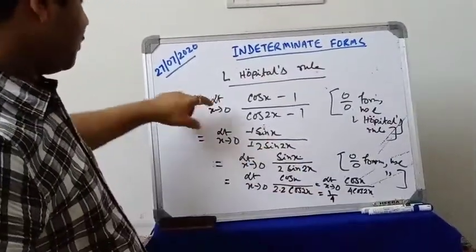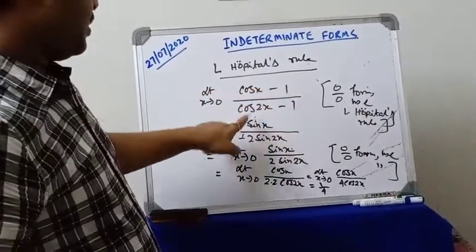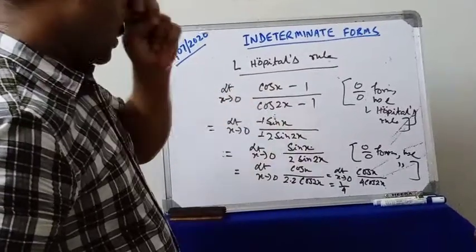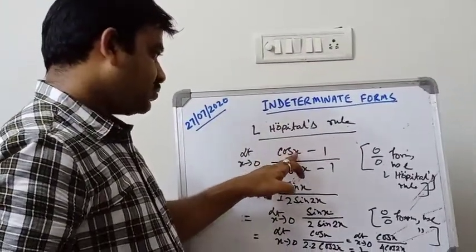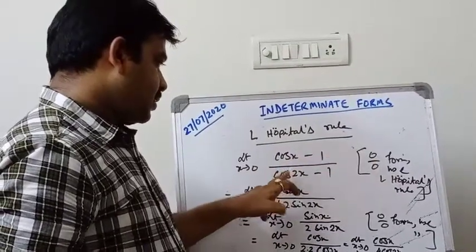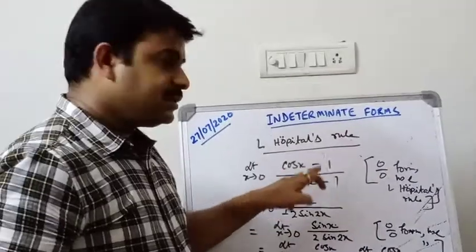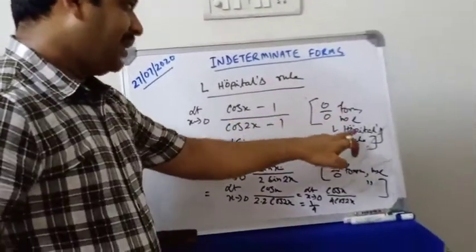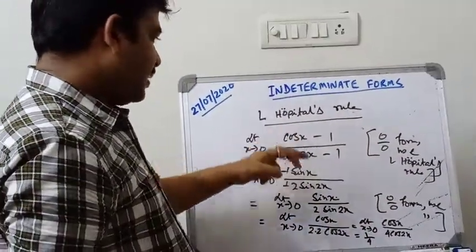Again from the first, just look, the sum is given, limit x tends to 0 cos x minus 1 by cos 2x minus 1. First you put 0 in place of x. If I put 0 here, cos 0 is 1, so 1 minus 1 is 0. Here also cos 0 is 1, 1 minus 1 is 0. So what type of form is it? 0 by 0 form. Then you have to use L'Hospital's rule. Now take the derivative of the numerator and the denominator.